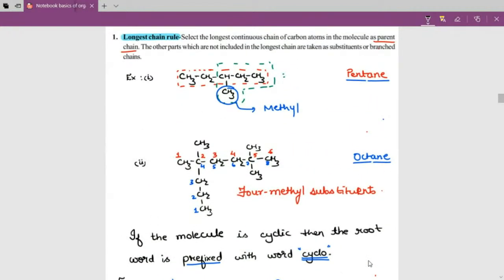So let me complete this. It is 1, 2, 3, 1, 2, 3. So this will be named as 3-methyl. I need to use an eraser because the P is written capital. It should not be capital. It is 3-methylpentane.